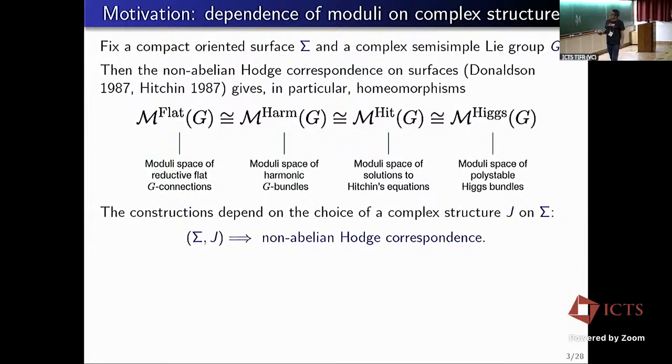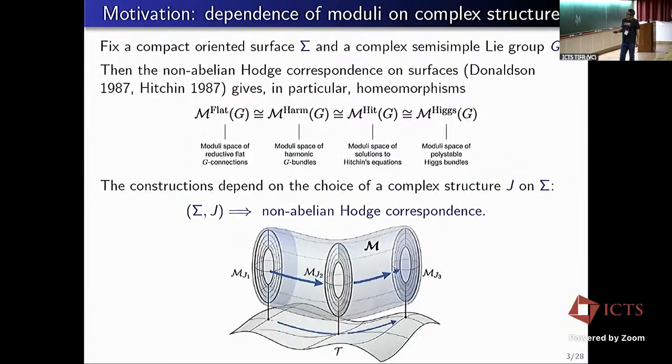But we know that these correspondences depend on the choice of a complex structure J on the surface. So we have a picture like that. C could be maybe the Teichmüller space, and you have different moduli spaces that change with the complex structure that can be thought as like a background field.